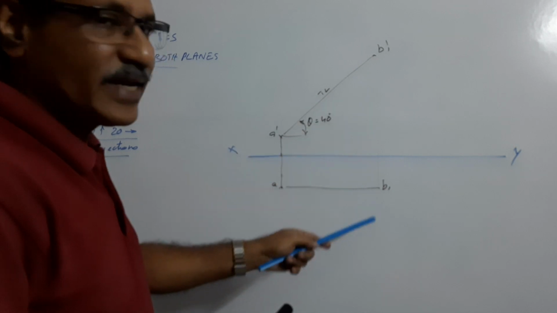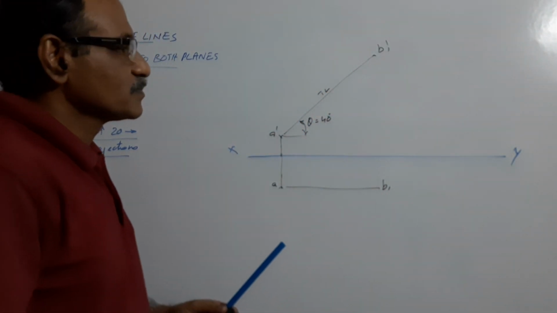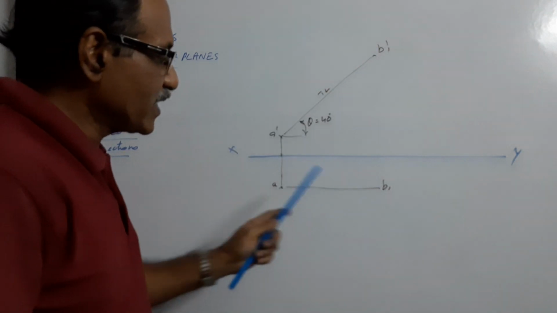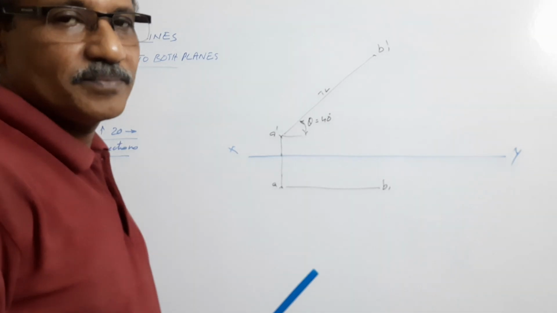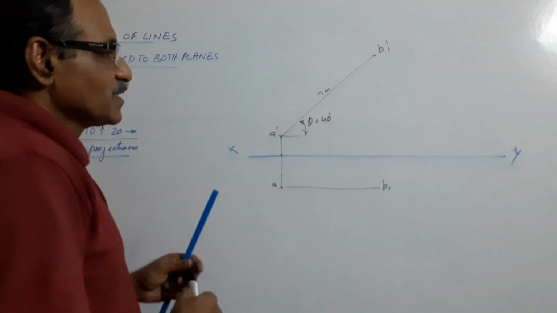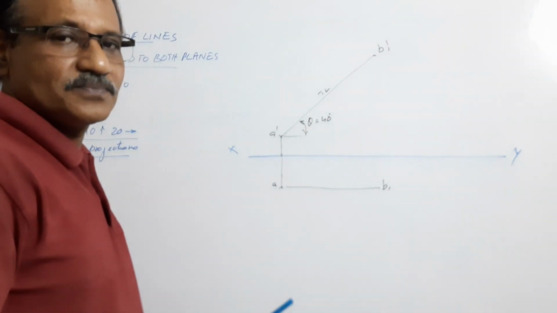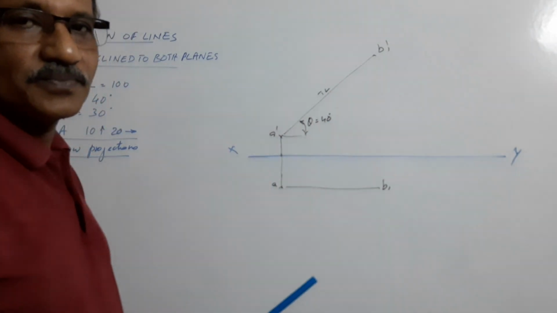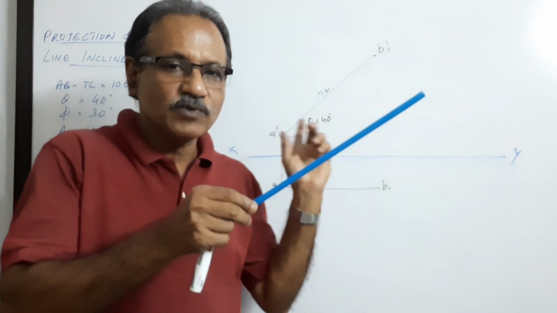This is a projector, very light. I have drawn it very light. I have projected down from B1 dash and then drawn a horizontal line from A to get B1, AB1. Agreed? This line is assumed to be parallel to VP and inclined to HP by an angle theta. Now, this is what you have drawn. This is what you have assumed and that is what you have drawn.